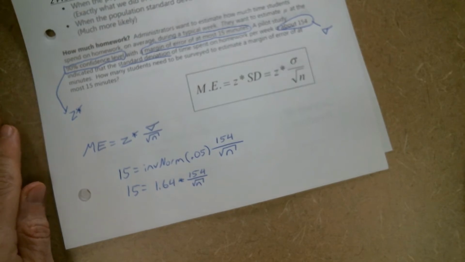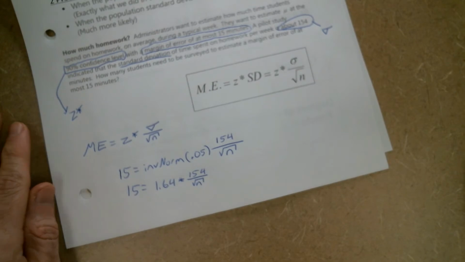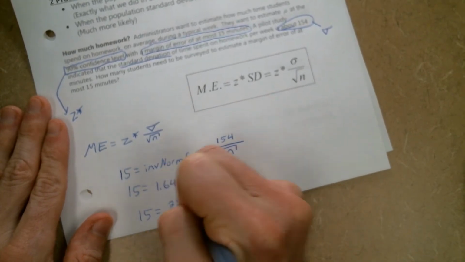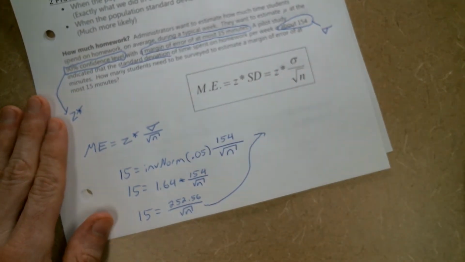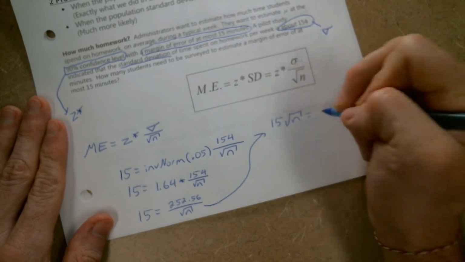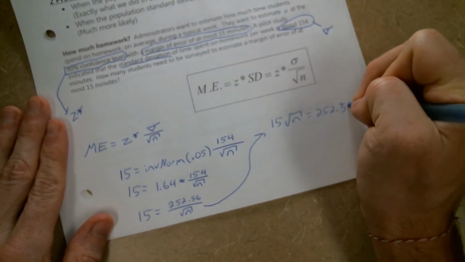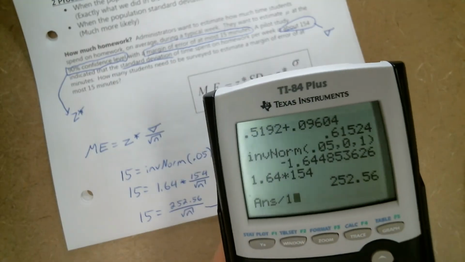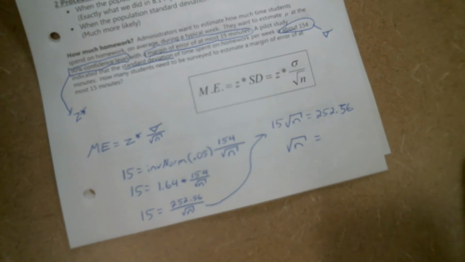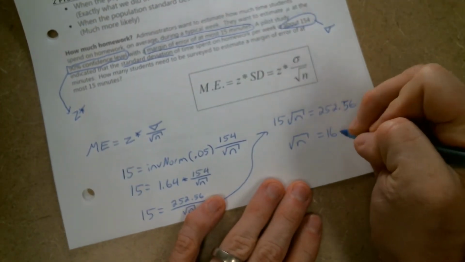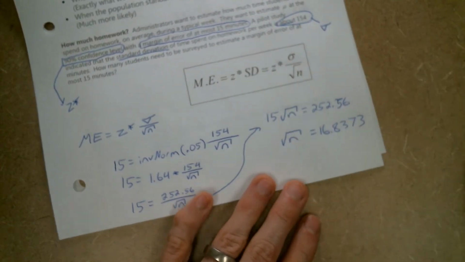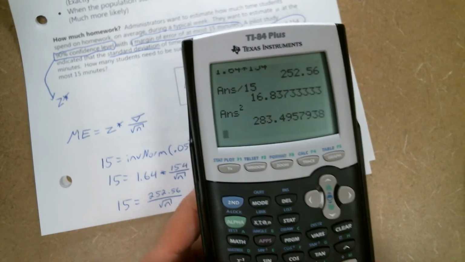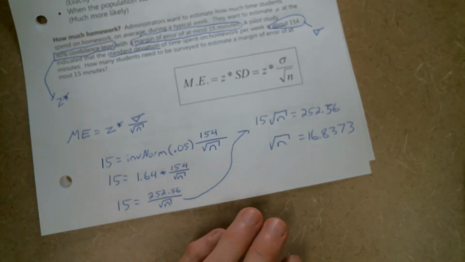So again, 1.64 times 154 gives us 15 equals 252.56 over the square root of n. Multiply both sides by the square root of n. Divide both sides by 15. Square root of n equals 16.8373. I'm just going to keep it all in my calculator here, and then I'm going to square both sides. And we get 283.4958.